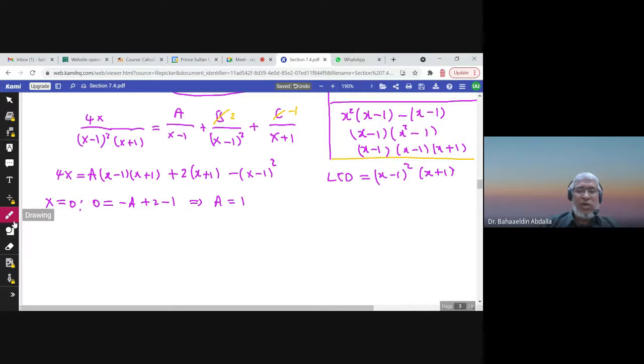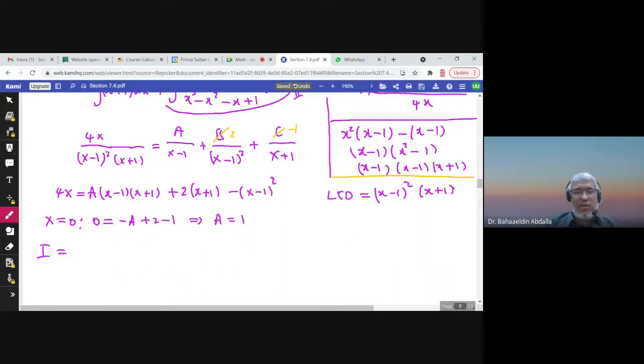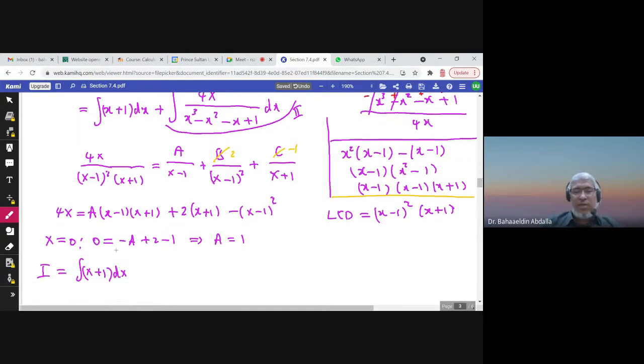So a is 1, and now I can write the integral of I. I can solve the problem. Well, I equals the integral of x plus 1. Let me write it, okay? Integral of x plus 1 dx, plus now the double I integral.